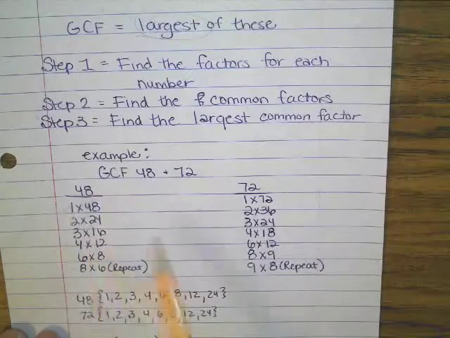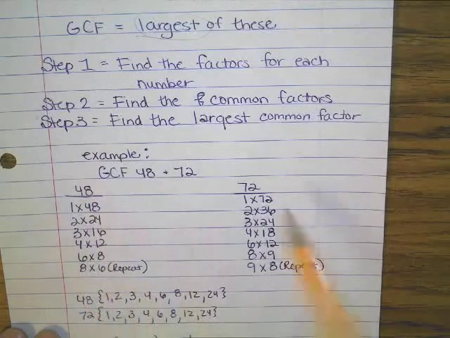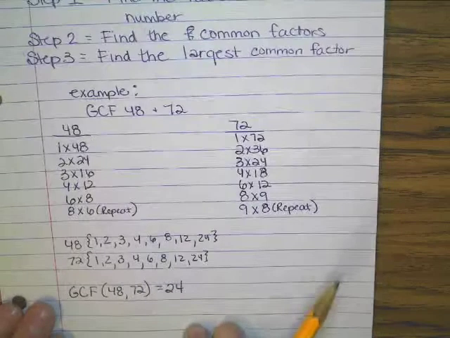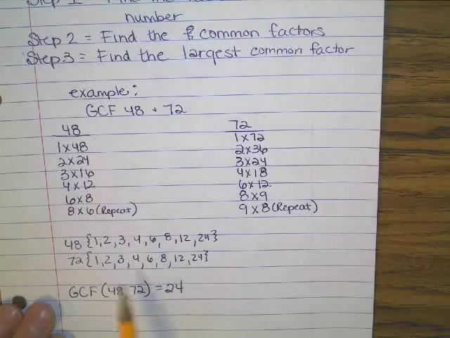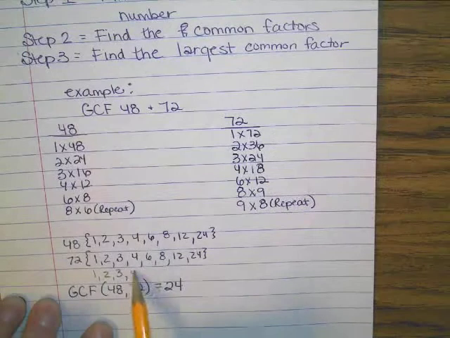So you take 48 divided by 1, 48 divided by 2, 48 divided by 3, 48 divided by 4, 48 divided by 6, 72 divided by 1, 2, 3, 4, 6, 8, 9, right? Then we list them just like we would if we were just finding the factors. And in one of your worksheets, they asked you to list all the ones they had in common. So the ones they have in common are 1, 2, 3, 4, 6.